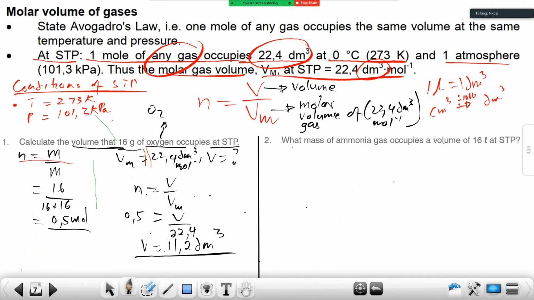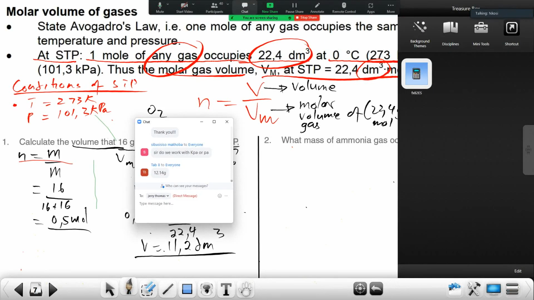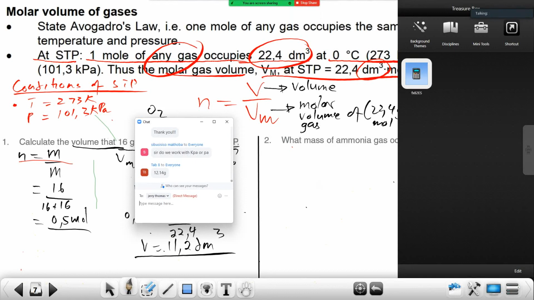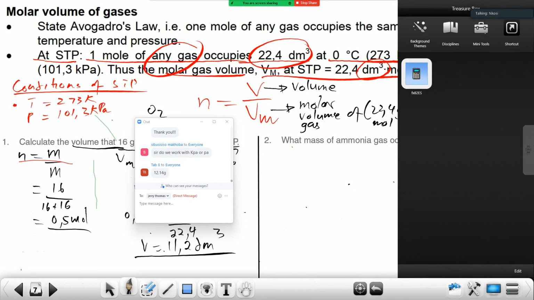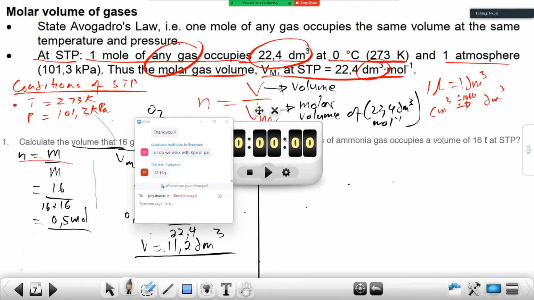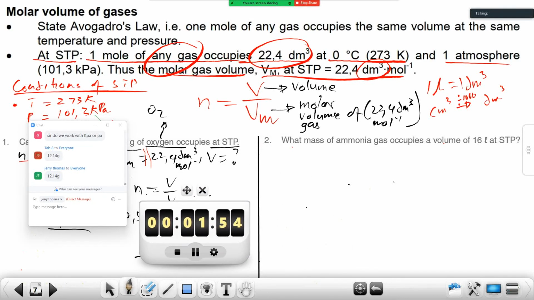So for number 2, I'm going to give you 2 minutes so that you can finish it off. Let me first check the question. Okay, open it up. Mini tools, timer. I'm just giving you 2 minutes, guys, for this one. It's easy for us to do. So 2 minutes for that. Let me put it somewhere here.